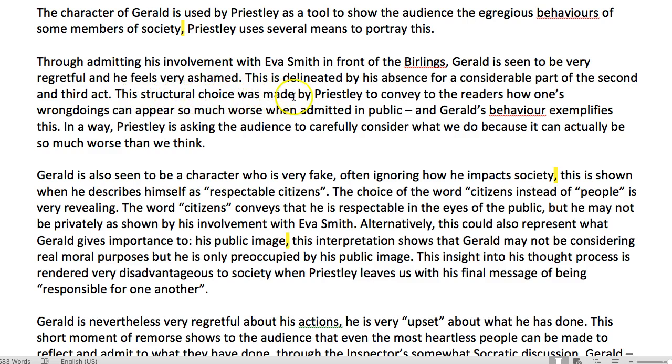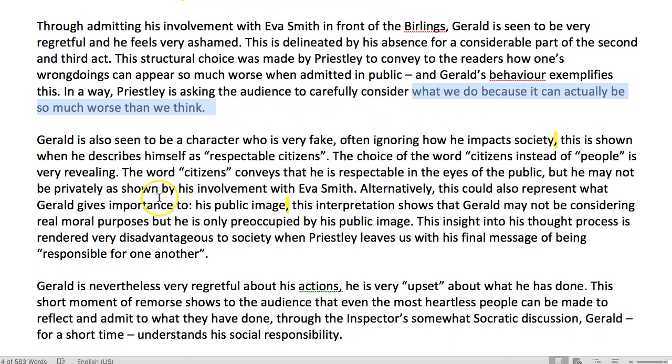"So the structural choice was made by Priestley to convey to the reader", remember we're an audience, we're not readers, "how one's wrongdoings can appear so much worse when admitted in public. And Gerald's behaviour exemplifies this. In a way, Priestley is asking the audience to carefully consider what we do, because it can actually be so much worse than we think." Well, you're right, but you're being general here. So what he's really talking about is how we treat other people, especially the working class, because what we do can have long-lasting consequences, such as Eva's suicide. And you need to spell that out specifically. Never make general points. Always be as specific as you can.